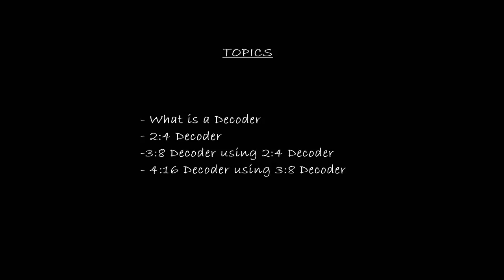In this video, we will be covering yet another combinational logic block, which is called a decoder. We will be covering different configurations of a decoder, that is a 2:4 decoder, a 3:8 decoder and a 4:16 decoder. We'll also be covering how to make a bigger decoder using a smaller decoder. So let's get started. A decoder is another type of combinational logic block that we have seen in our previous videos, like the mux or a demux.